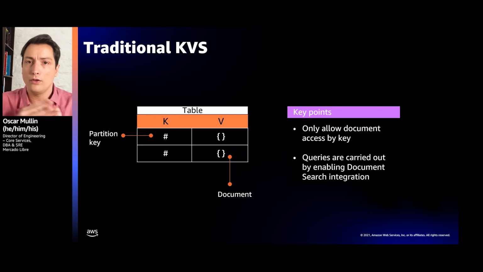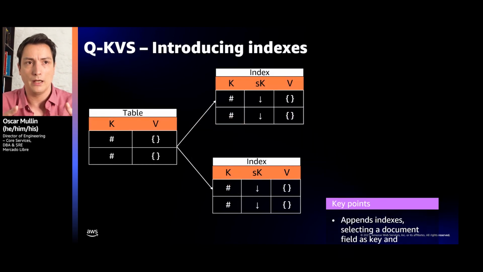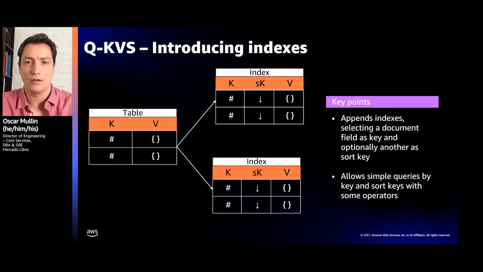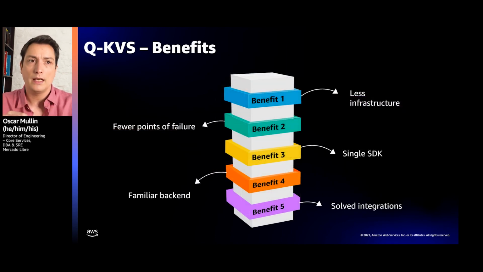For many document searches, we saw that they were just adding an extra column. So basically, we enabled and leveraged the value of a secondary index in DynamoDB, and we created QKVS. Now developers can use secondary indexes, and they can do these not-so-complex queries in our KVS as well. What are the key benefits of this? We have to deal with less infrastructure. We have fewer points of failure. We have one single SDK. We use a familiar backend, and we already have all the integrations solved.